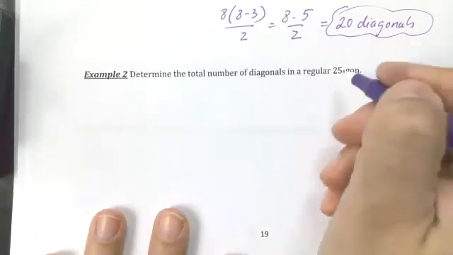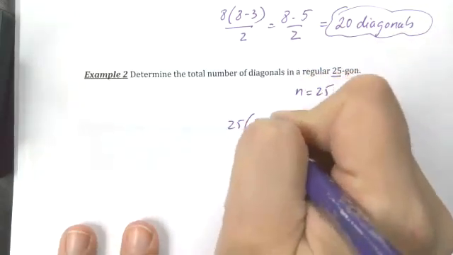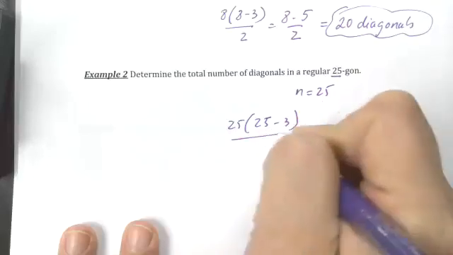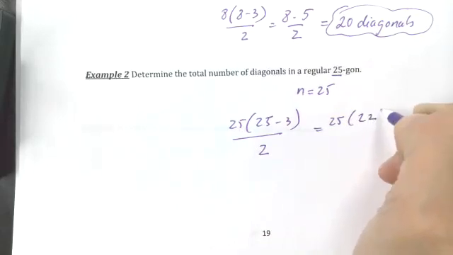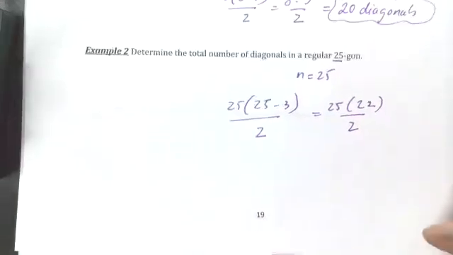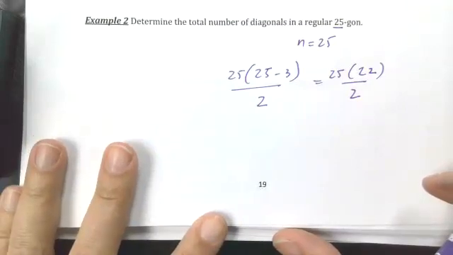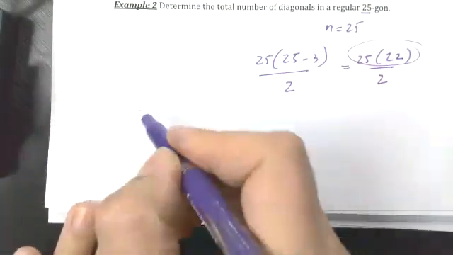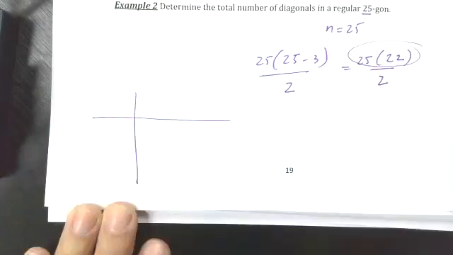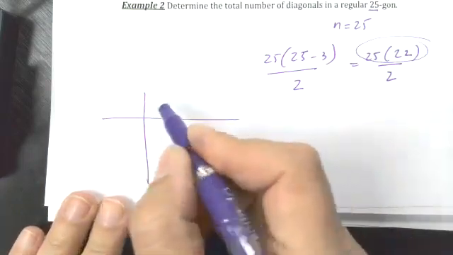Okay, so for 25, that means n is 25. So 25 times (25 minus 3) divided by 2. 25 times 22 divided by 2. Mental math for this multiplication without the calculator. Here's a trick you can do. 550, you said? Yeah, you're right.